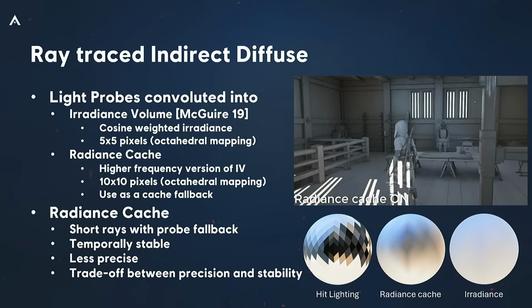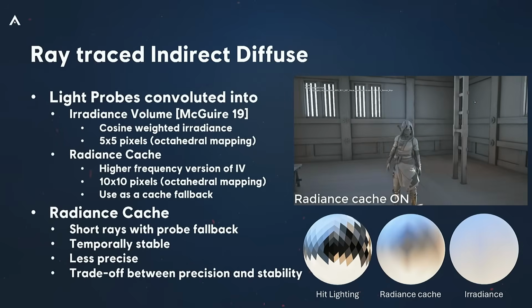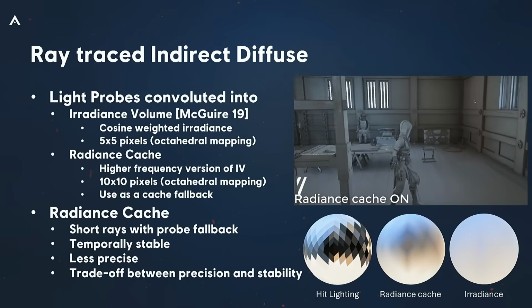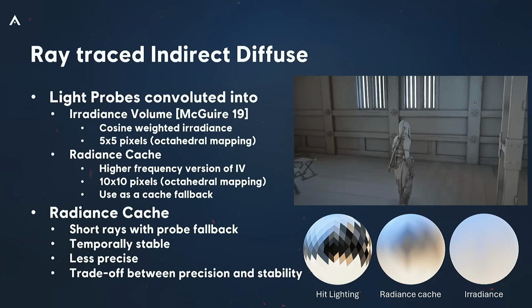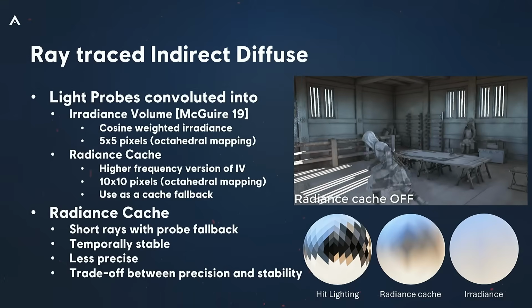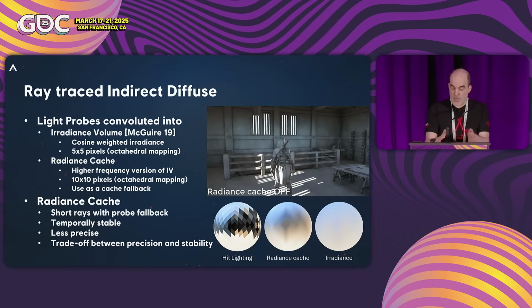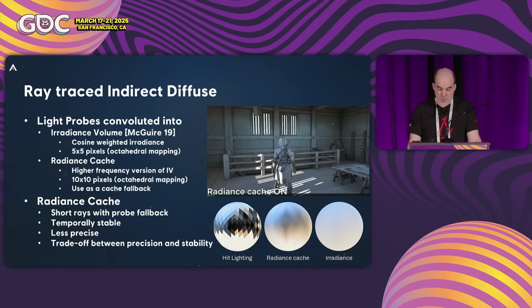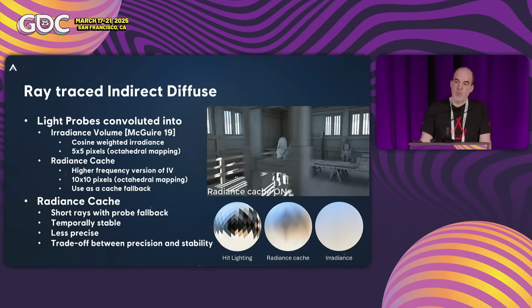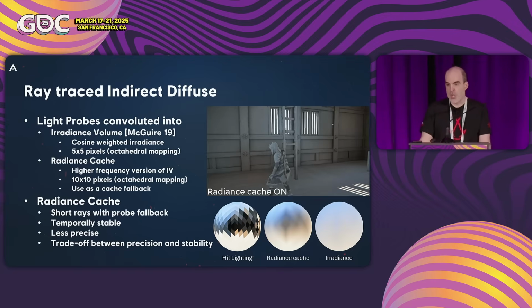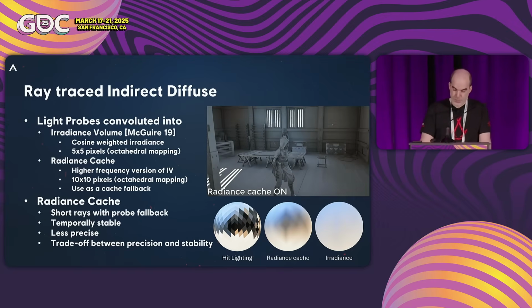And to stabilize the signal, we trace shorter rays and fall back to the radiance cache, which is temporally stable. And as you can see in the video, before and after, in a very challenging scene, because it's mainly indirectly lit and the openings are very narrow, actually, the result with and without it is pretty telling. So the output is a bit less precise, and it's clearly a trade-off between pixel-perfect precision and stability.